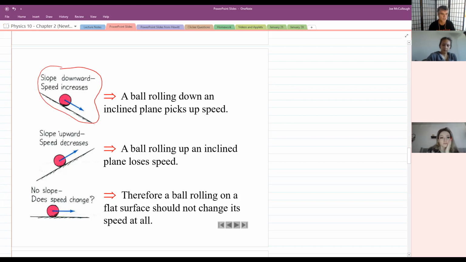If I have an object which is going up a plane, we know that the speed is going to decrease. Well, if it's going to increase going down a plane and then decrease going up a plane, it kind of makes sense that if I have a level surface, the speed is not going to change. But that is not what Aristotle taught.